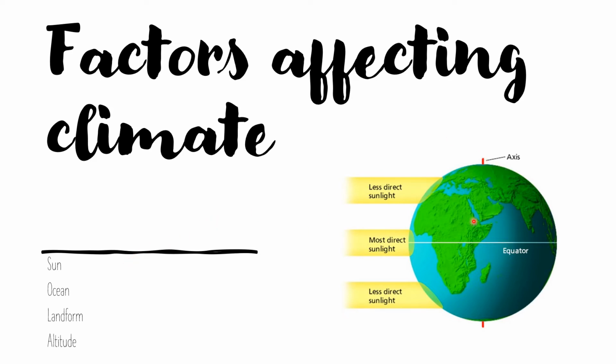The cities near the equator of the earth are hot. Next is the ocean. The areas that are near the ocean have milder temperature. What does it mean?